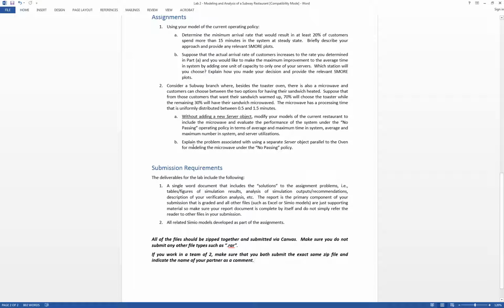Also, in the second part of the second problem, you need to explain why we treated the microwave not as a new server object. In other words, you need to explain why we cannot add a separate server object parallel to the oven server object to model the microwave. So you need to explain why it would make your model wrong if you did that.